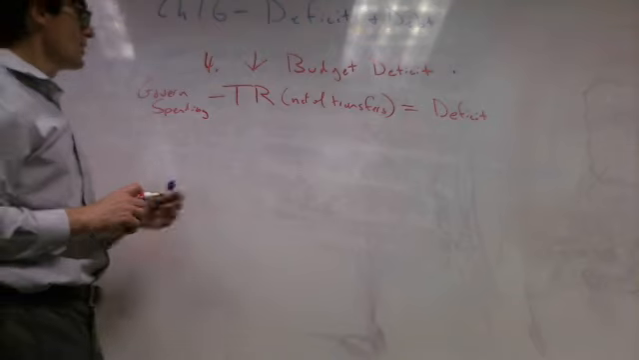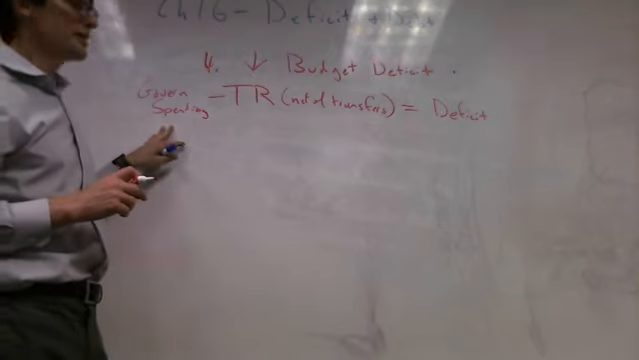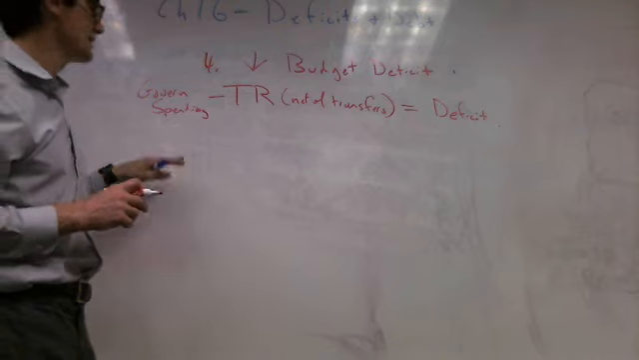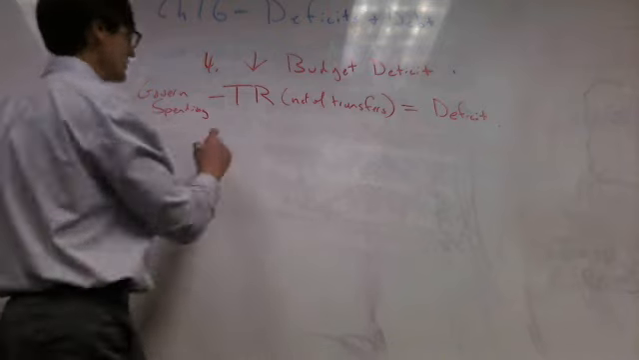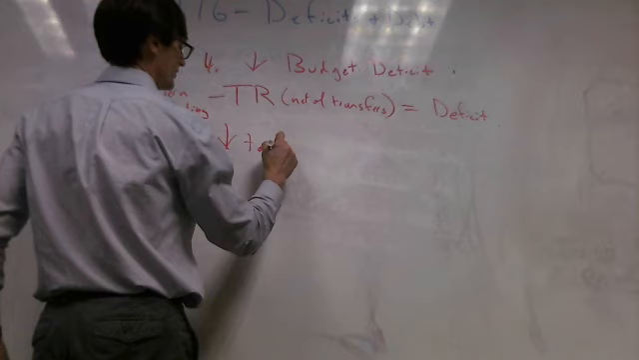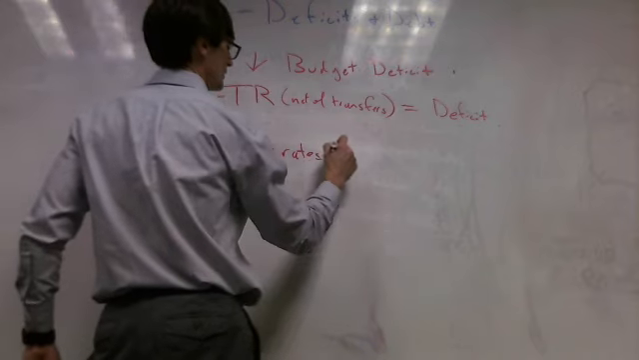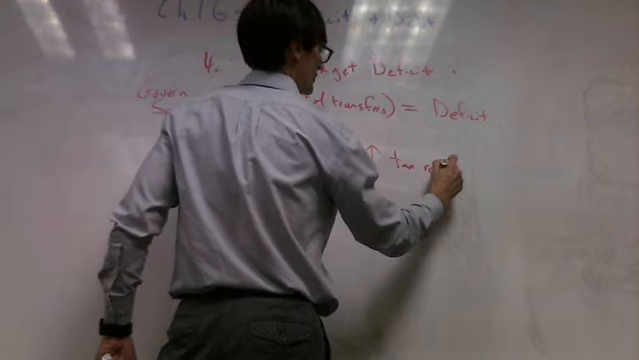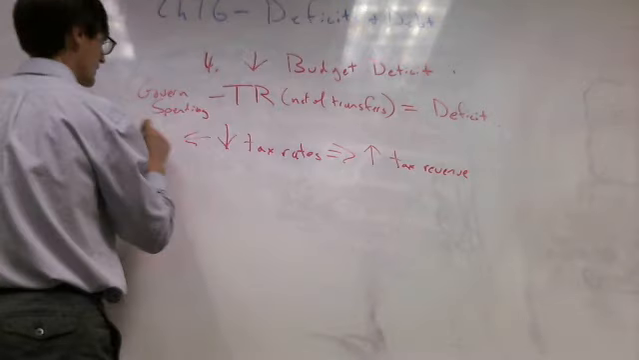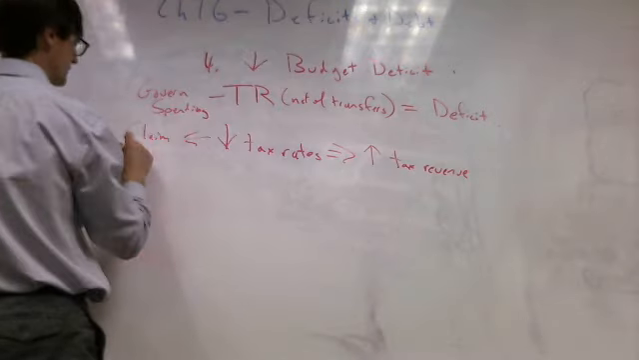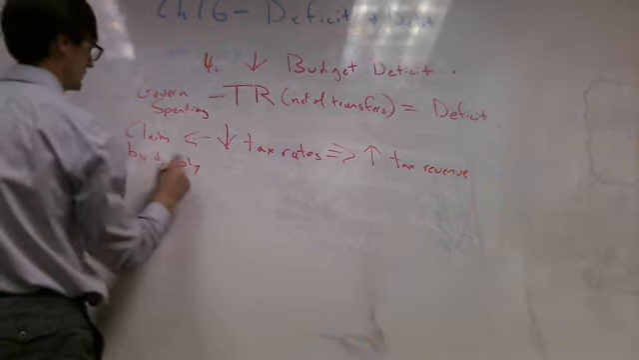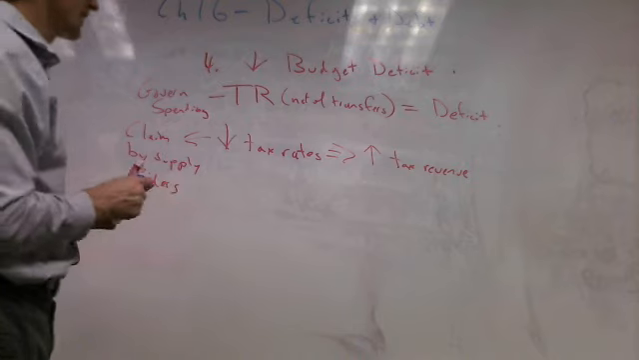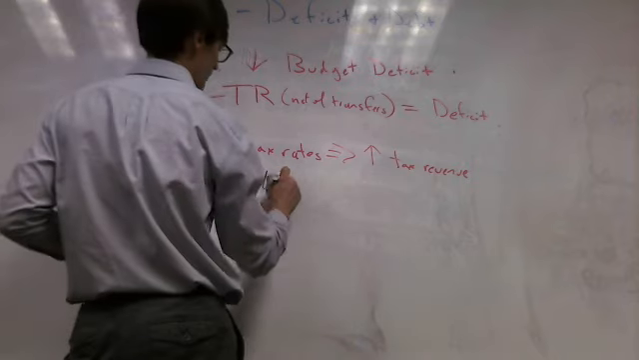Well, we know that government spending could decrease, but this was going to happen even without government spending decreasing. So how was it that a decrease in tax rates leads to an increase in tax revenue? This is the claim made by supply-siders. And it all comes down to this concept known as the Laffer curve.